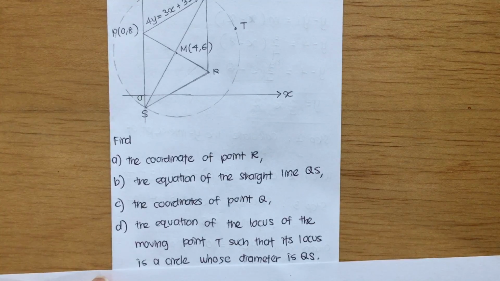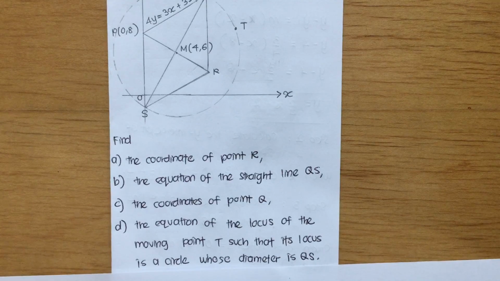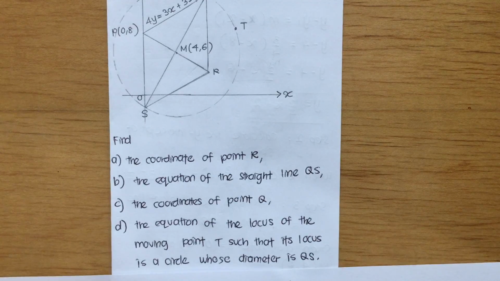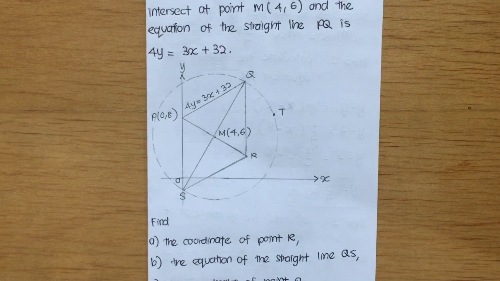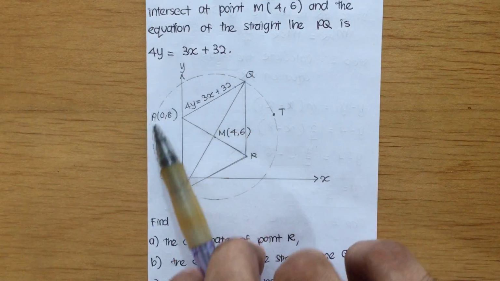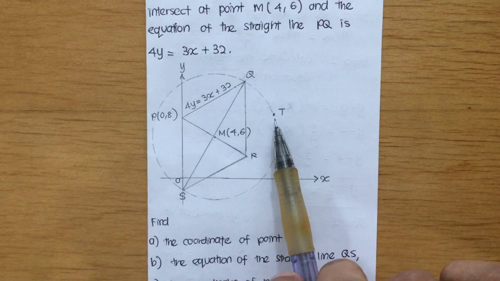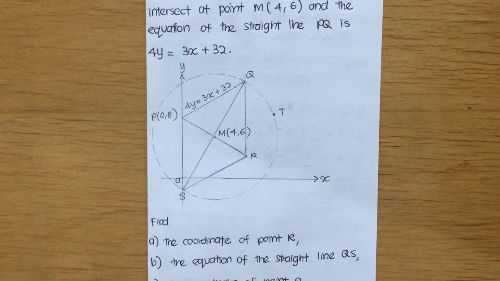So the question asks to find the coordinates of point R. Then the equation of the straight line QS, followed by the coordinates of point Q and the equation of the locus of the moving point T, such that its locus is a circle whose diameter is QS. Okay, let me show you the diagram once again. So this is a rhombus, and this is a locus with the moving point T. So this is a locus. That's why I drew it as a hidden line.